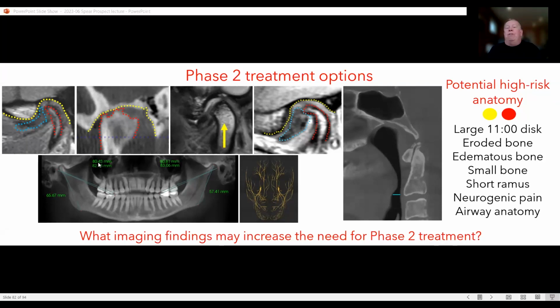Now we have to think about doing something to try and reposition the upper and lower jaws. And if we're going to do that, we have to think about whether we have to do something to stabilize the joint before we look at those types of procedures. So those are the reasons you think about it.